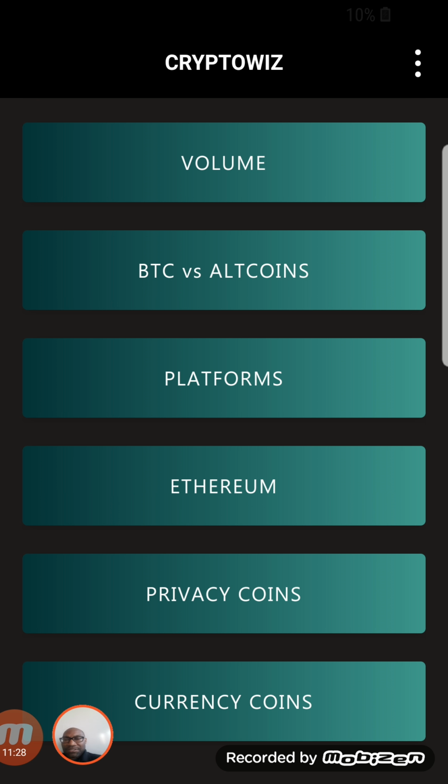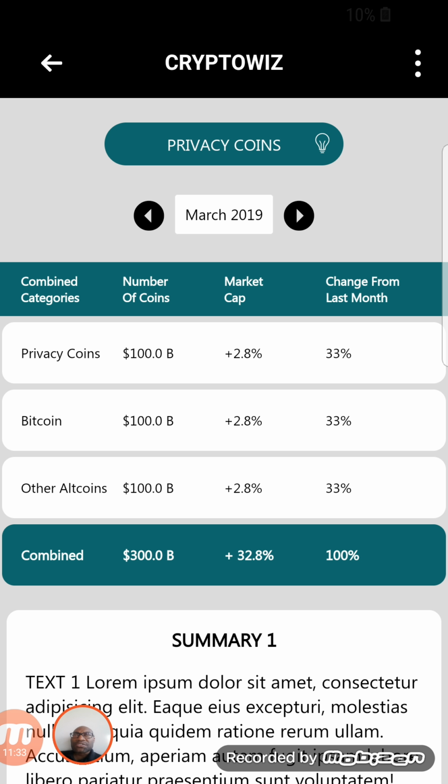Then we have the last 2 categories, privacy coins and currency coins. I'll start with privacy coins. Privacy coins are coins that are hard to trace, right? So you look at Dash, you look at PIVX, you look at Monero. These are examples of privacy coins. In our database, we labeled a certain number of coins as privacy coins, around 15 to 20 coins. So when you look at this report, you'll see how the market cap for those 15 to 20 coins is performing compared to Bitcoin and other altcoins, okay?